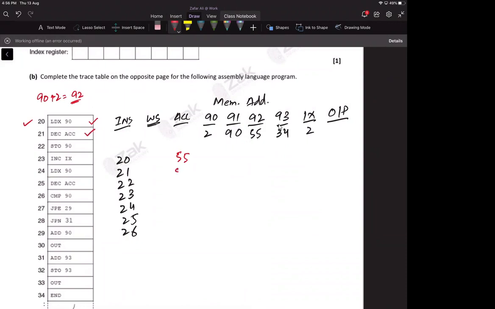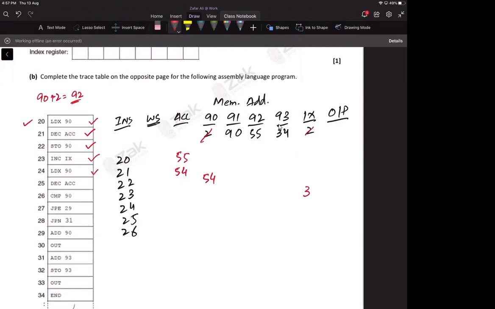Then comes 21, decrease the accumulator, so this would become 54. Then comes store at 90. It is instruction 22, so in front of 22 at address 90, we will save 54. So here, 54. Then increase the index register at instruction number 23. The index register was 2, now it has become 3. So this 2 is gone.